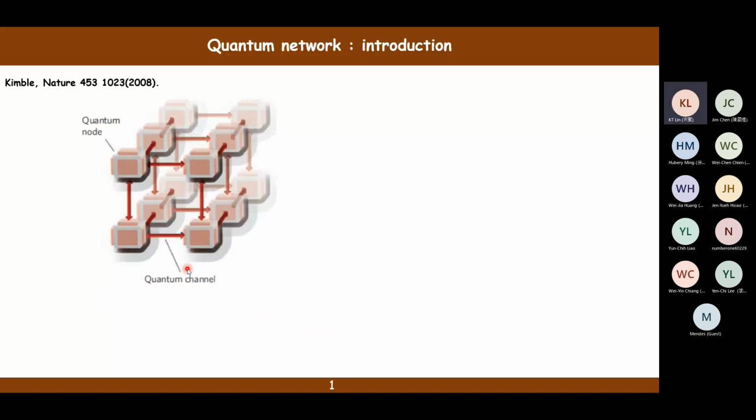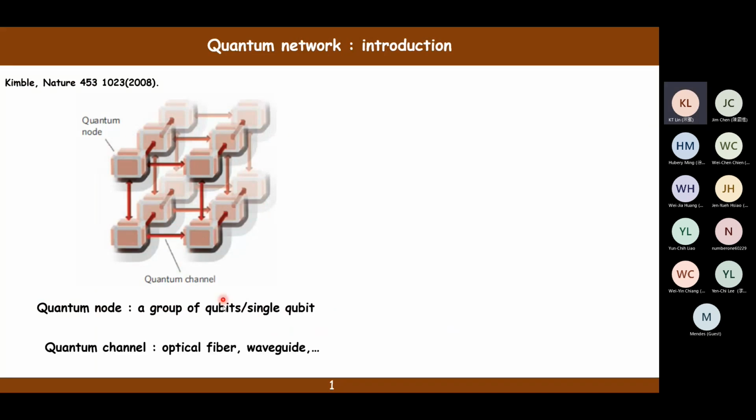This figure, or this cartoon, shows you the basic notion of the quantum network. It is composed of 2 important ingredients. The first one is called the quantum node. It is represented by the qubit box in this figure, and it can be a group of qubits or a single qubit in reality. These quantum nodes are connected to each other through the so-called quantum channel, represented by the red arrow. And this quantum channel can be realized by using the optical fiber, waveguide, and so on.